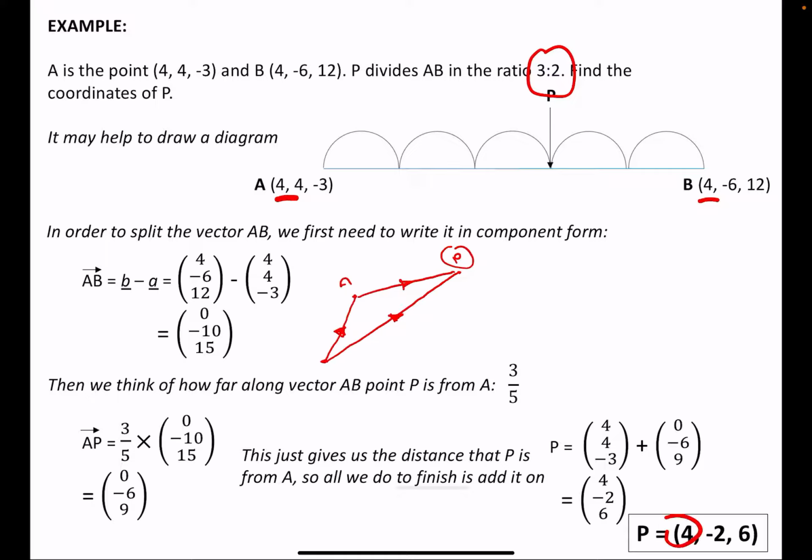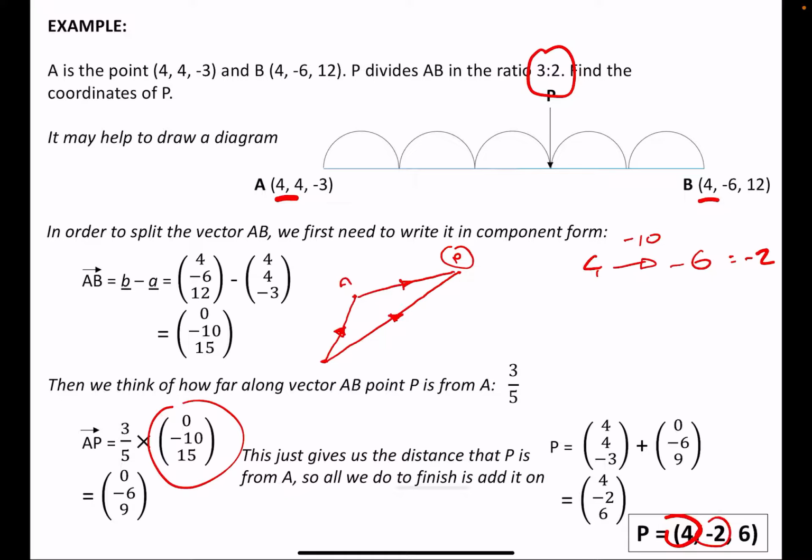If we're going from 4 to minus 6, and just think in terms of a thermometer or something, that's basically a difference of minus 10. 3/5 of that difference, and this is in theory what we're doing down here, we're just doing it without using vectors. 3/5 of minus 10 is just minus 6, and minus 6 from 4 is minus 2, and that gives us the second number.